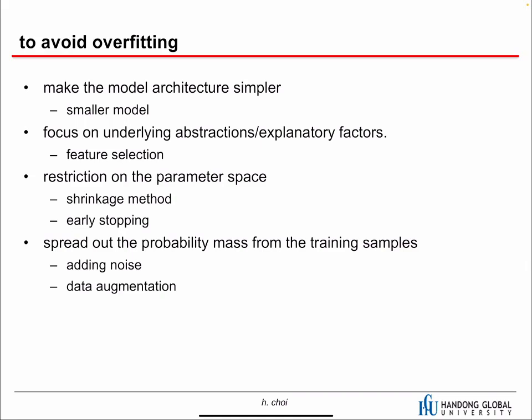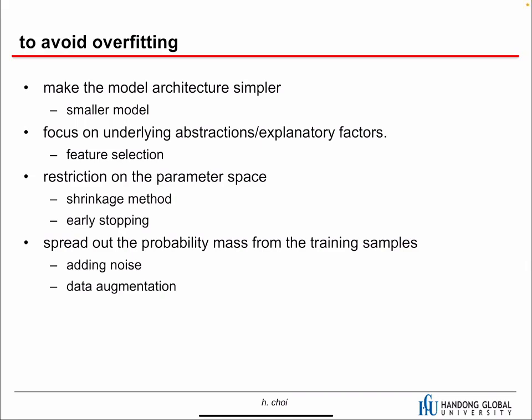And then next we can focus on underlying abstractions or explanatory factors. Something like a PCA would be helpful. Dimension reduction, or we can select some features based on some other methods. So we'll talk about it.